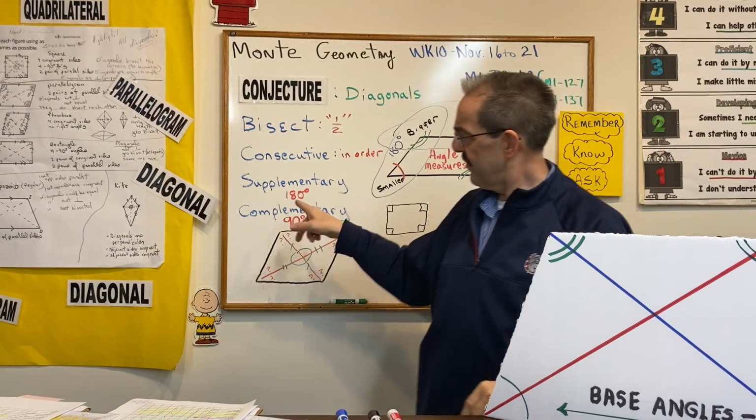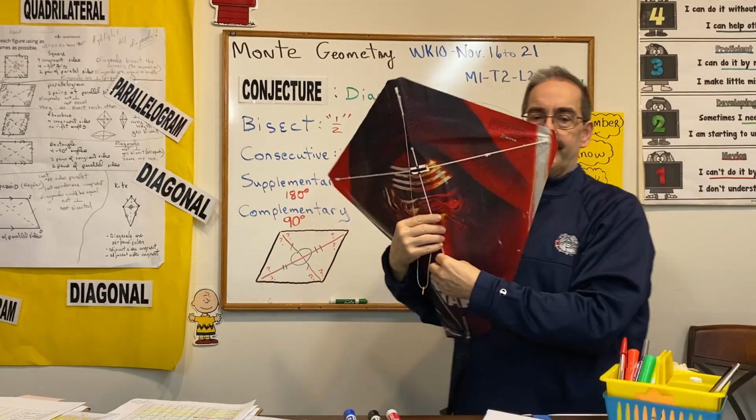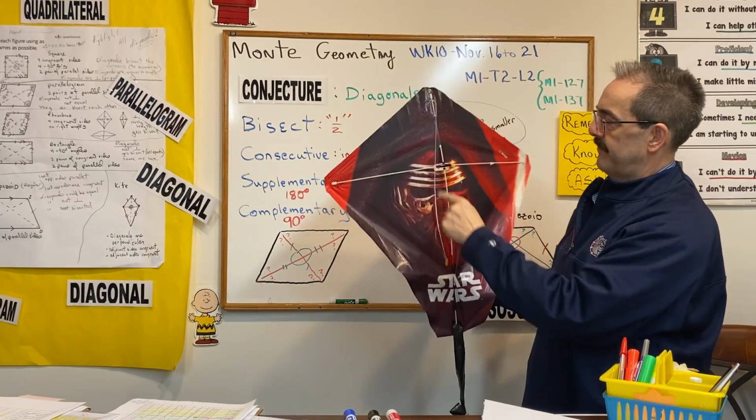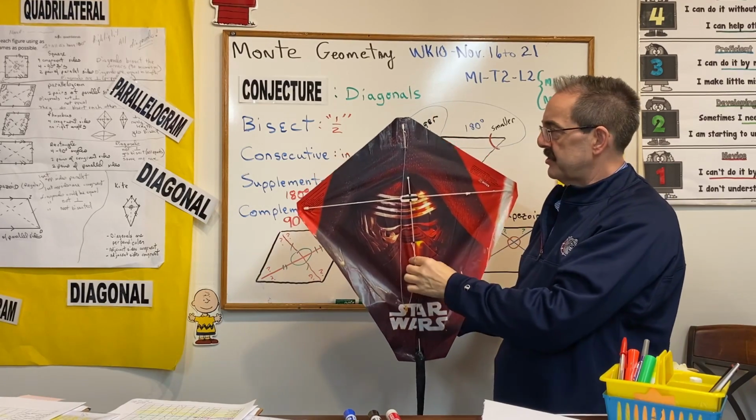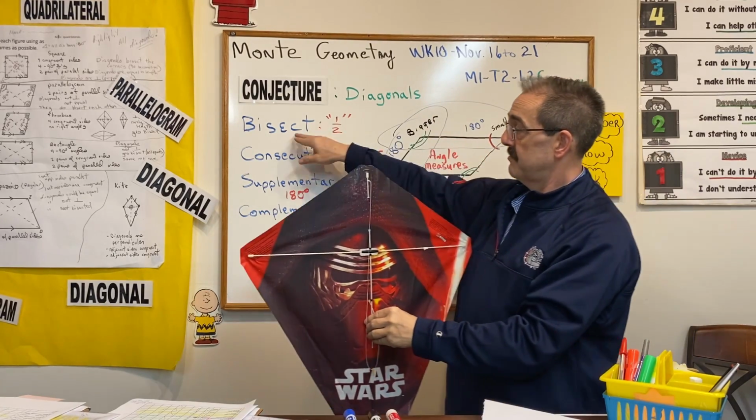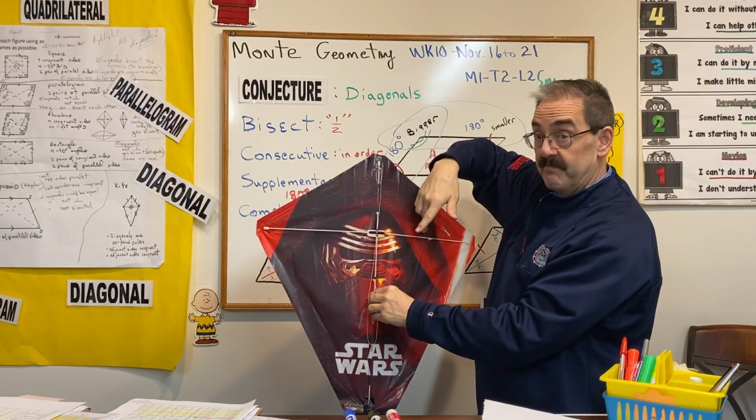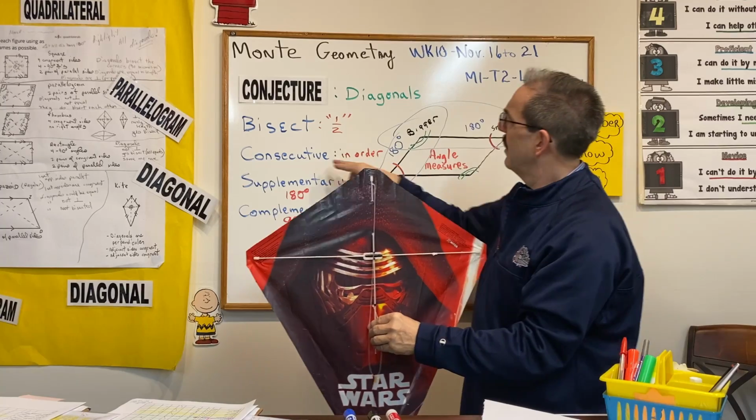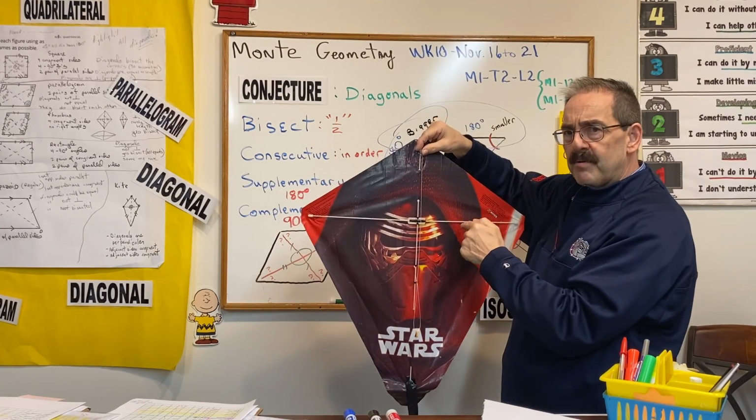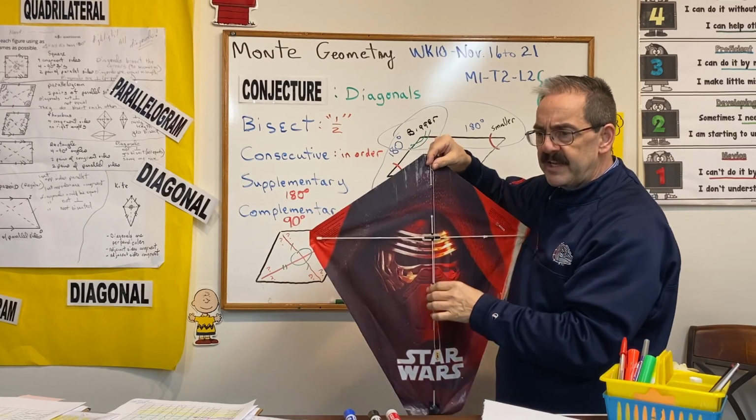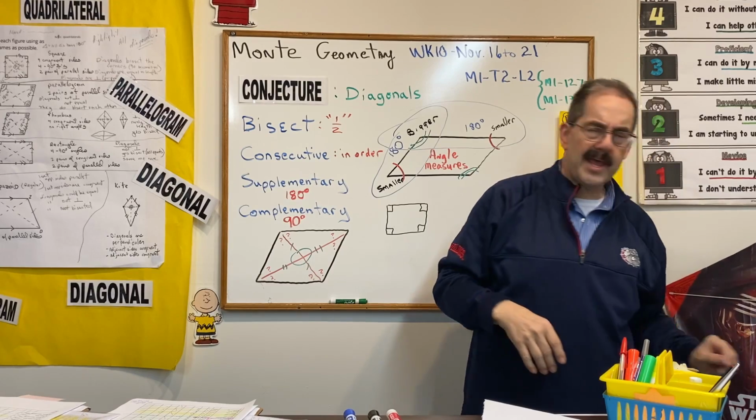Complementary. Things that add to 90. Okay? I'll keep bringing out the kite. All right? So in the kite, focus on those diagonals. Do the diagonals bisect? Is this the same as this? Is this the same as this? But then this idea of perpendicular, complementary. This makes 90 degrees. Okay? What forms a 90? What doesn't form a 90?